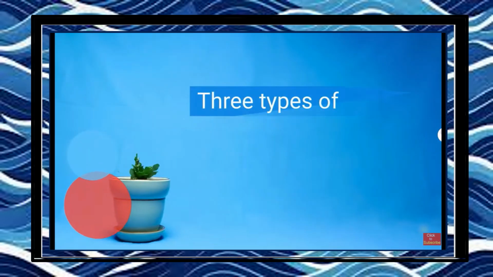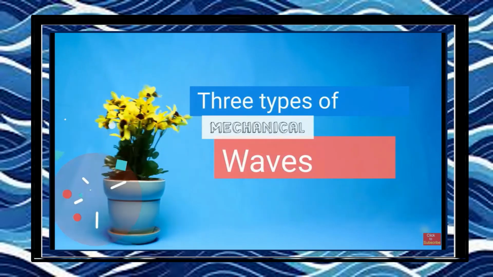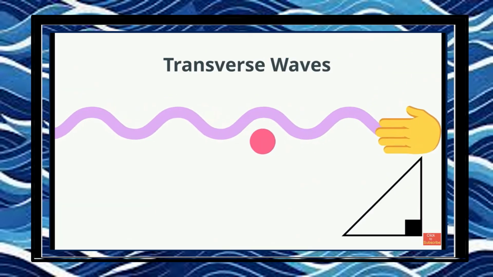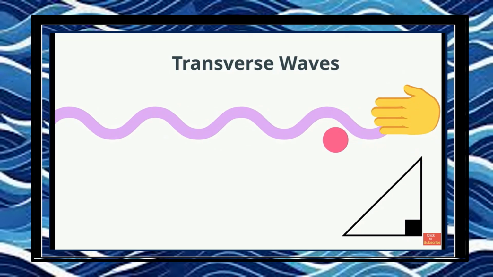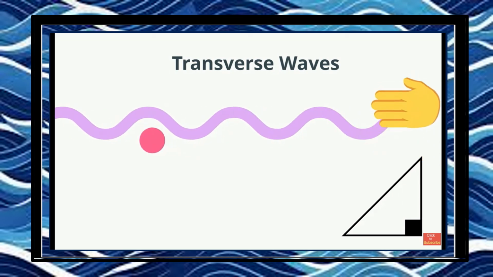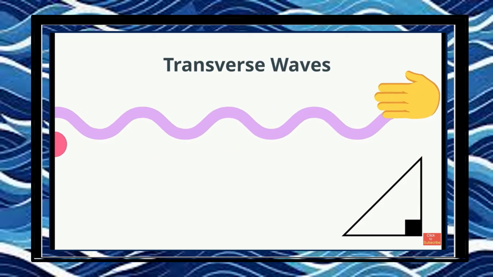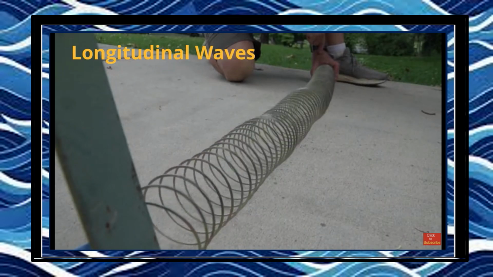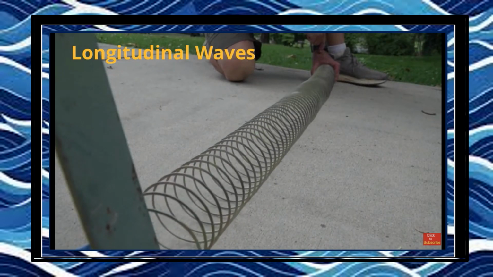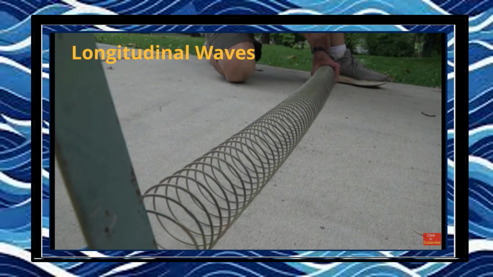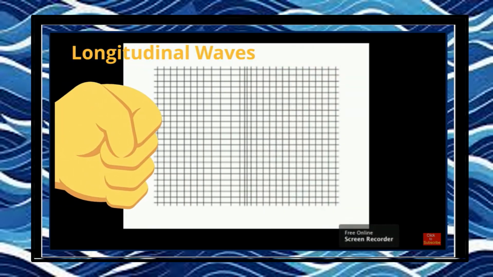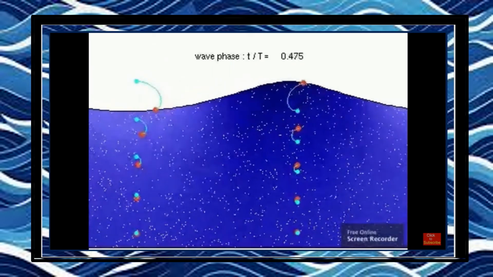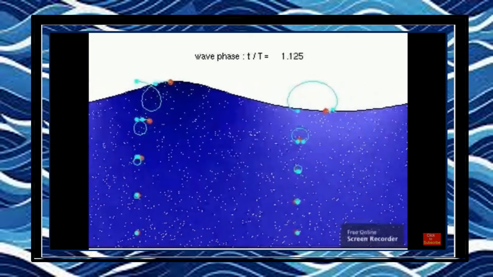There are at least 3 different types of mechanical waves. A transverse wave is one in which the oscillations are at right angles. Notice that as the hand goes up and down, the wave moves at a right angle. Longitudinal waves are waves in which the displacement of the medium is in the same direction as the direction of the propagation or the movement of the wave. And finally, a surface wave is a wave in which particles of the medium undergo a circular motion.